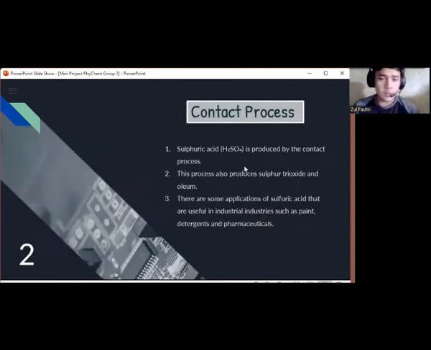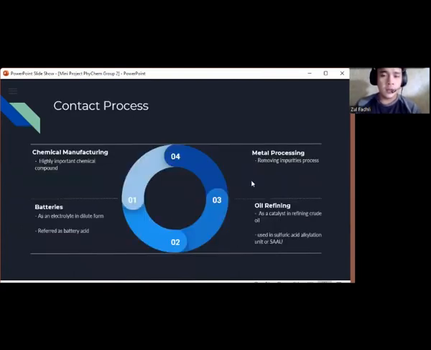Next, one of the most popular or common methods for producing sulfuric acid, which is H2SO4, is the contact process. This process also produces sulfur trioxide and oleum, in order to bring a cost-effective way to make sulfuric acid. There are some applications of sulfuric acid that are useful in industry, such as paint, detergents, and pharmaceuticals, and chemical manufacturing, which is a highly important use of this chemical compound.